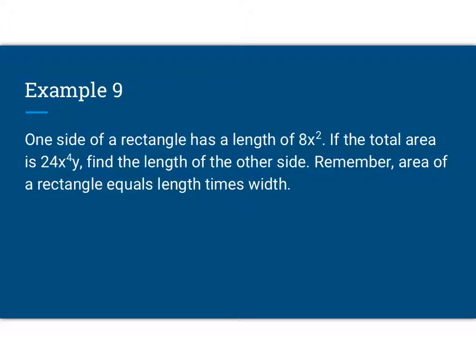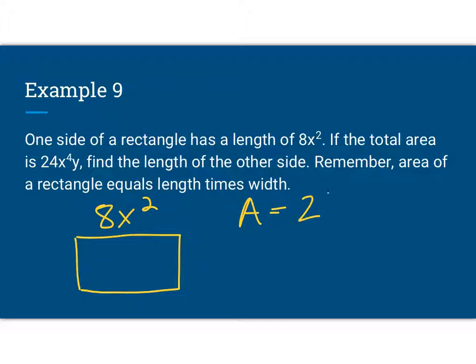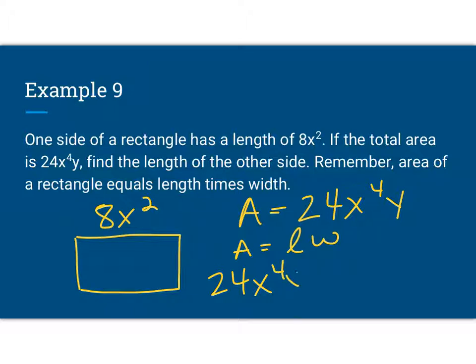So this time we have one side of a rectangle is 8x squared. So now we have a monomial in here. And this time I know that the total area is 24x to the fourth y. We're going to use the same strategy though. I know area is the same thing as length times width. I know the area is 24x to the fourth y. And I know that equals 8x squared times w. If I want to solve for w, that means I need to divide both sides by 8x squared.